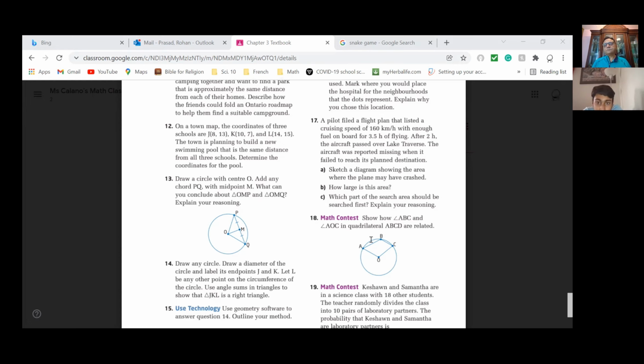A pilot filed a flight plan that listed a cruise speed of 160 kilometers per hour, and then with enough fuel for time t equals 3.5 hours. So this tells us, after 2 hours, on the x and y axis, the aircraft passed over the lake. So let's say there is a lake here. So the pilot went over the lake.